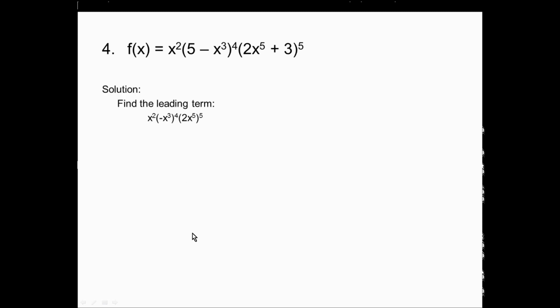So find the leading term. So I've got x squared for this guy, negative x cubed to the 4th for this one, right? This is the leading term, the last term, because it's in ascending order, to the 4th power, and then 2x to the 5th to the 5th.